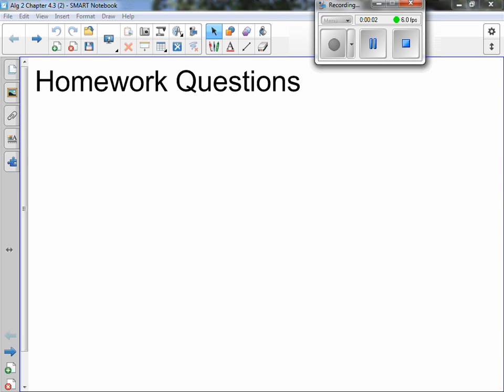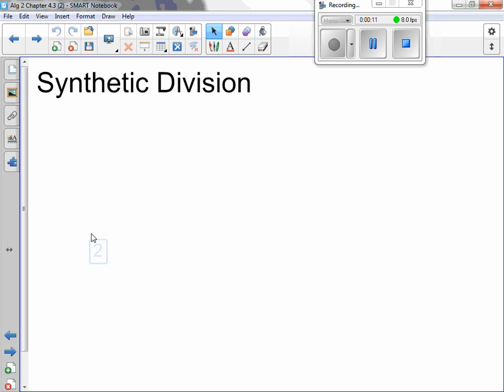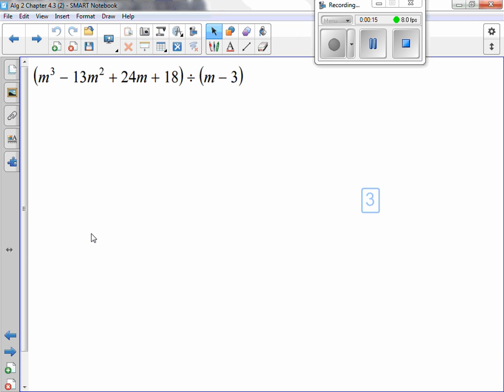So yesterday we learned, or kind of went over, one way to divide polynomial functions, and that's using long division. Now there's a second way to do it, and that's synthetic division, and that's what we're going to be covering today.